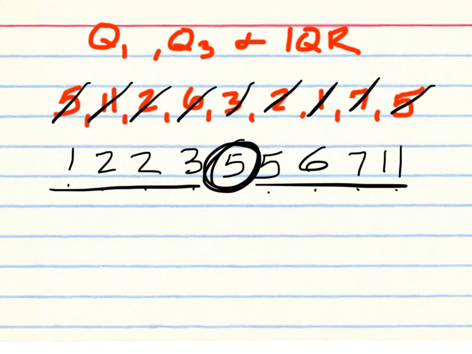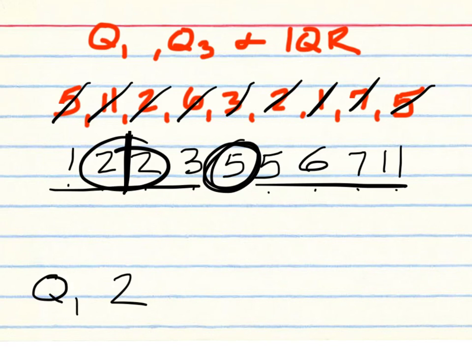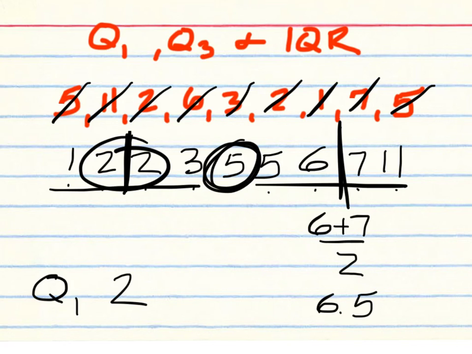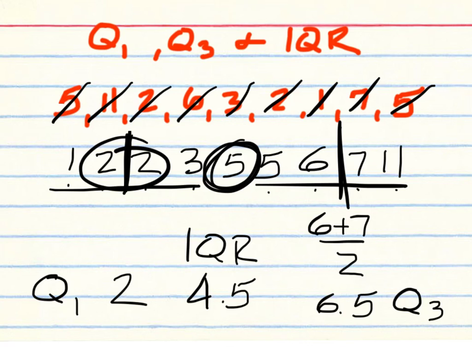So use all of the numbers to the left. 1, 2, 2, and 3. Your middle number is going to be 2, since these two middle ones are the same. That's Q1. Here's your middle on this side. 6 plus 7, divide by 2, is 6.5. That's Q3. And then IQR is 6.5 minus 2, which is 4.5.